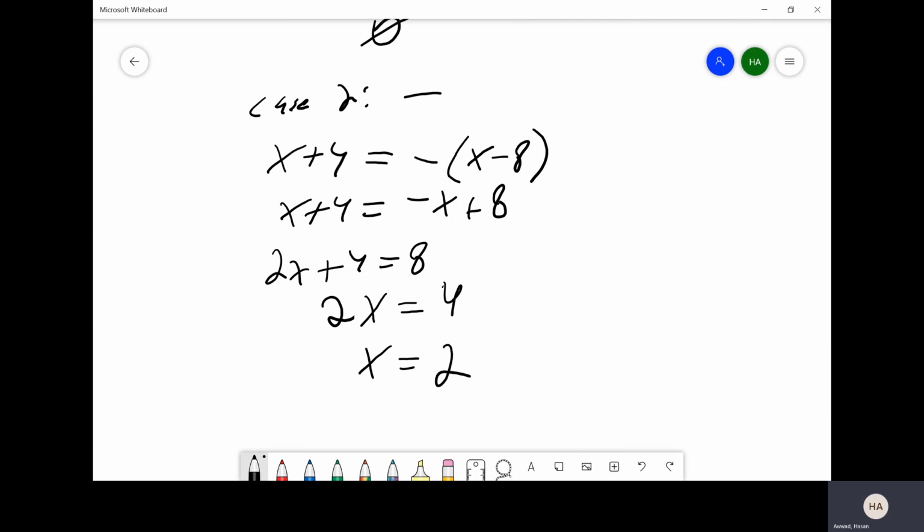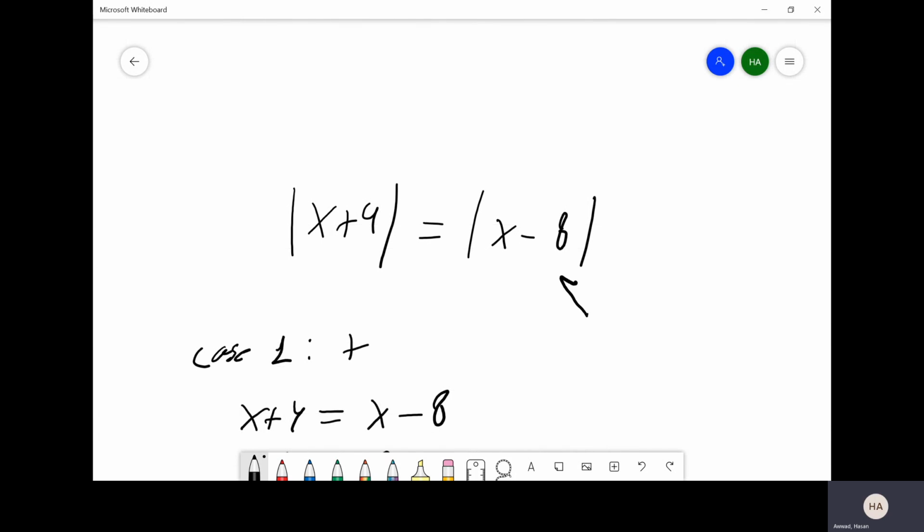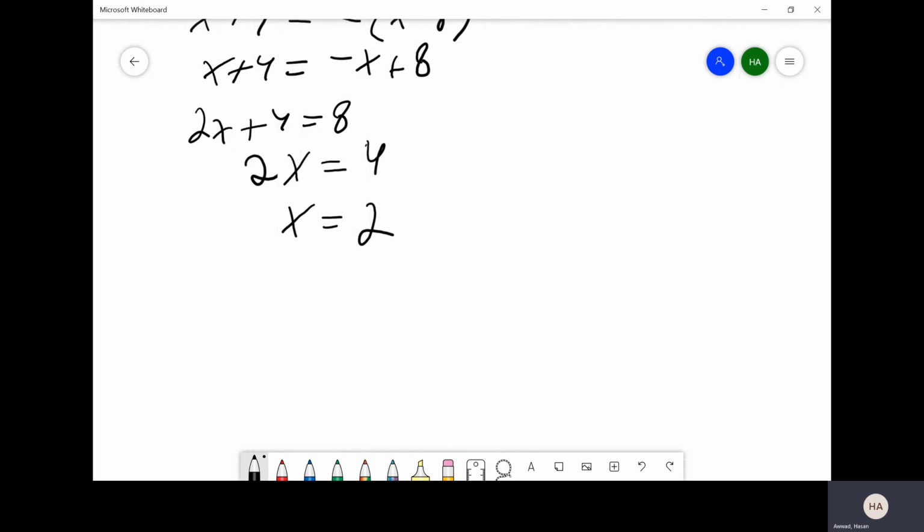And that's it, right? And now, if you did it the other way, where you kept this the same, and then you had the two cases plus or minus for x minus, or I'm sorry, x plus 4, that's totally okay. You'd arrive at the exact same conclusion that x is equal to 2 is your only solution.